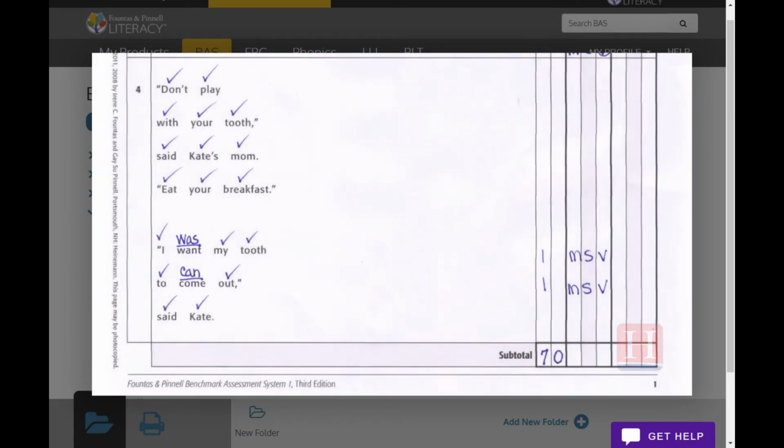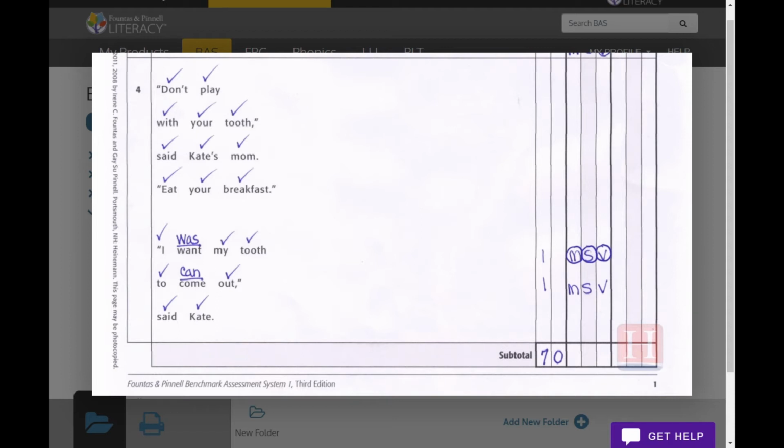On page 4, he made two substitutions, "was" for "want" and "can" for "come." So for the first substitution, "I was." Would that error make sense in the story? Yes. Syntactically, could we use "was" for "want" in the sentence? Yes. Are there visual similarities between the words? Yes. So for this error, circle the M, S, and V because the reader used all three sources of information, using only the information the reader had at that point of the reading. It fits all three information sources.